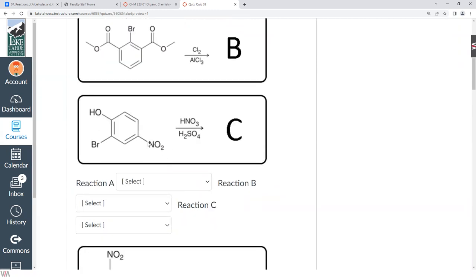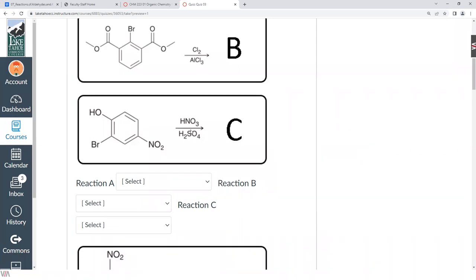C, once again, we have a strong nucleophile, electron withdrawing group. We have a strong electrophile under the acidic conditions. And remember, acidic conditions almost always are going to favor electrophilic because your strong nucleophiles are usually pretty good bases as well. So if you're in acidic conditions, you're more likely than not going to see an electrophilic reaction happening. That's a really quick way to tell the difference.